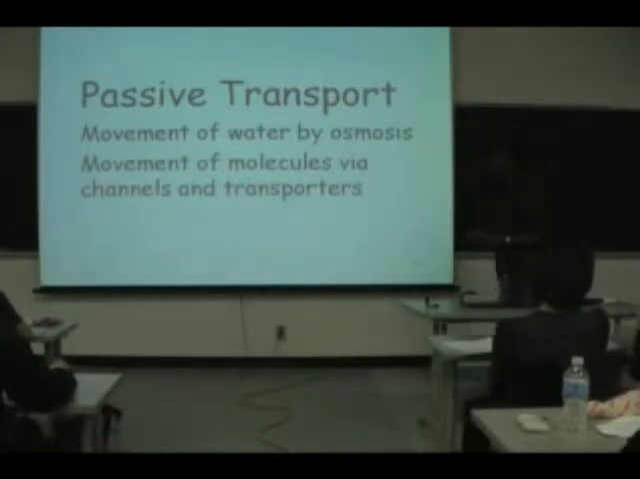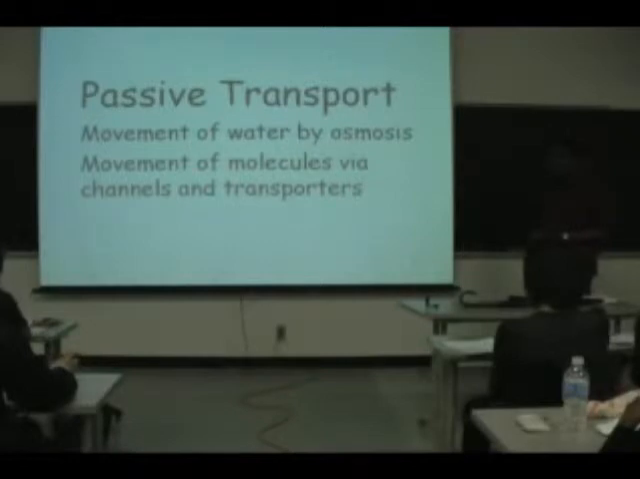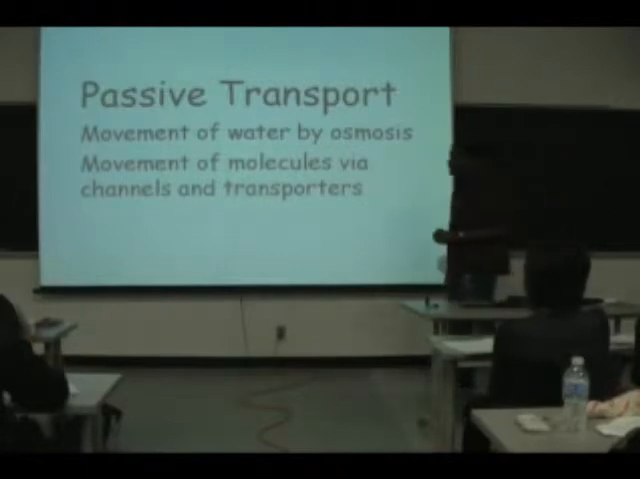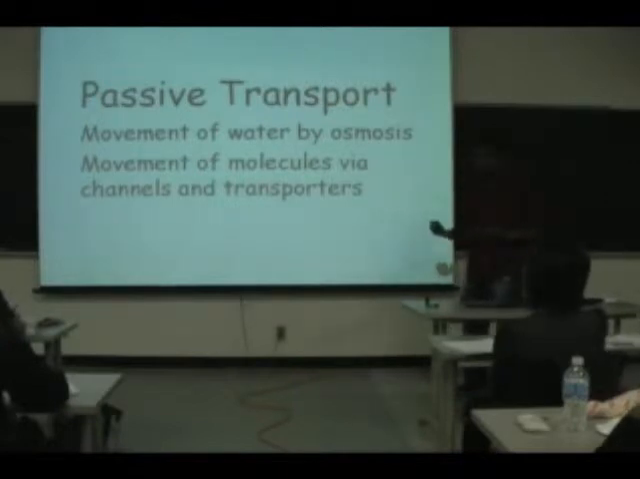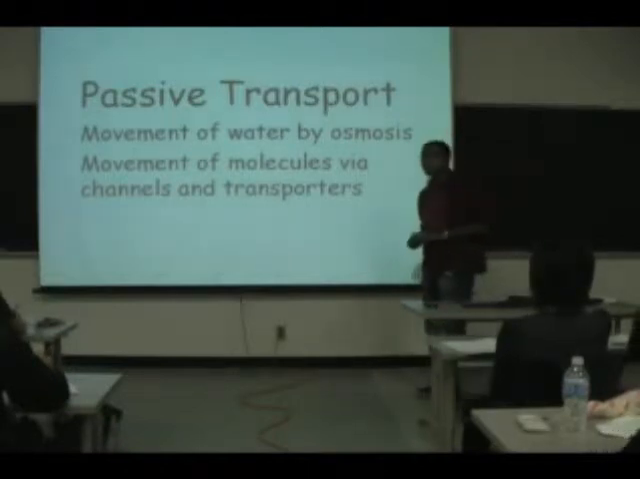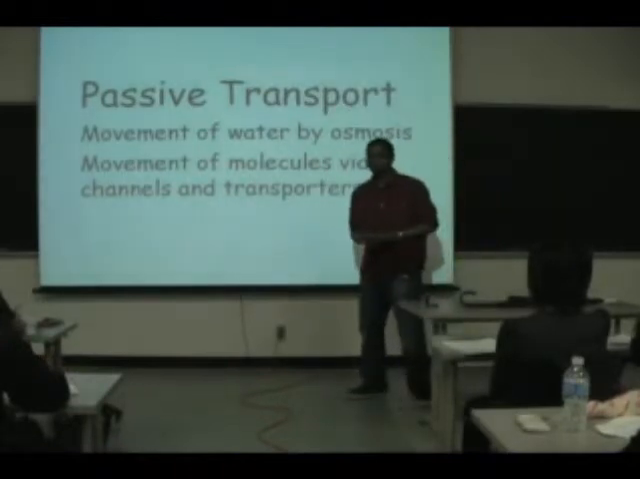So, passive transport. What we're going to talk about in quite a bit of detail is the movement of water by osmosis. The movement of water, as we said, does not necessarily happen spontaneously across the membrane. It requires certain channels. We're going to see a guy who discovered that. We'll talk about the movement of other molecules via channels and transporters. Who can tell me what osmosis is?